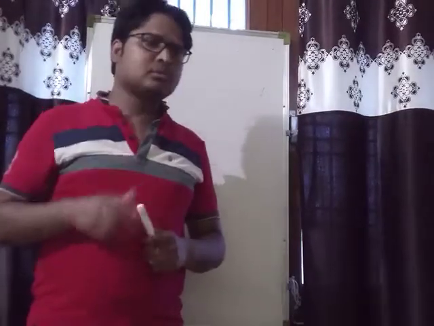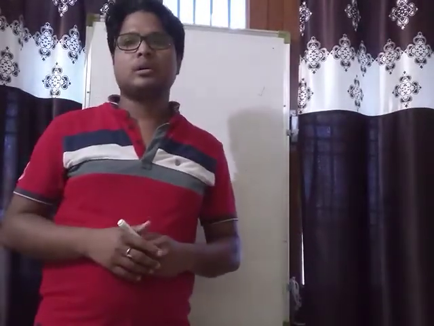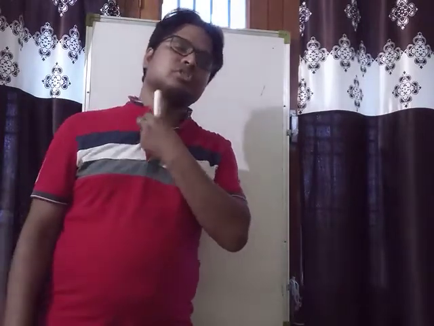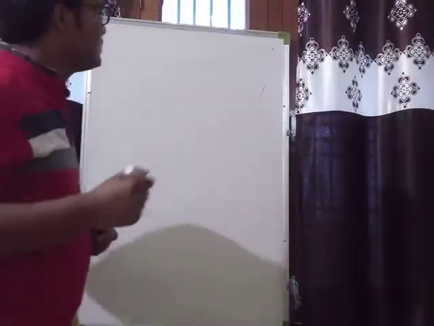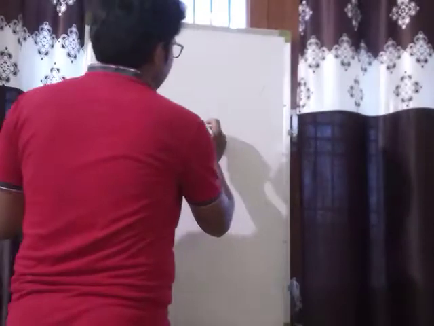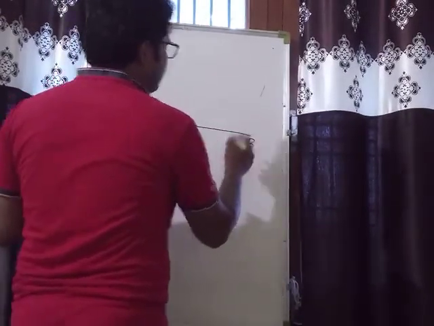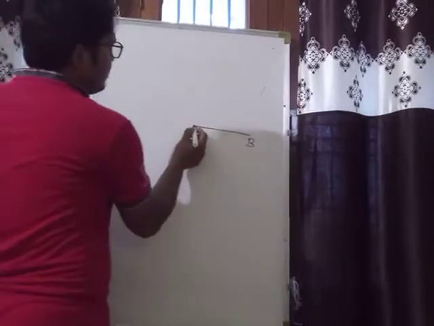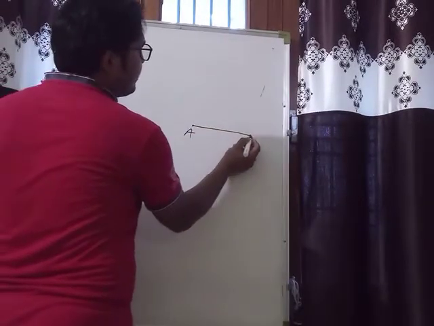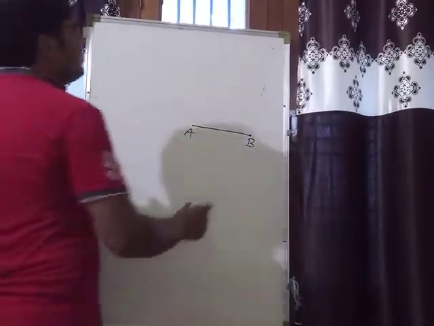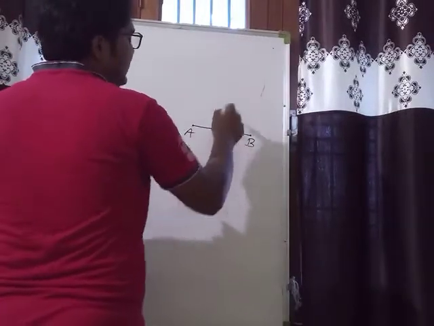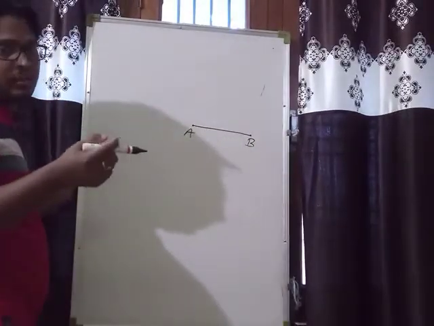Some of the questions we will take as a theorem, and after that we will solve few questions from the exercise. See, if this is a line segment, AB is the line segment with endpoints A and B, and when we draw its perpendicular bisector.